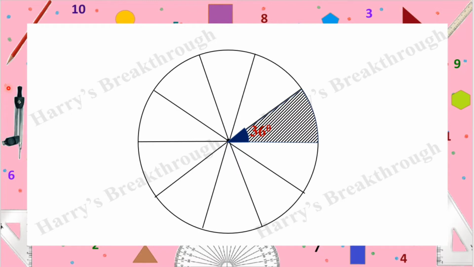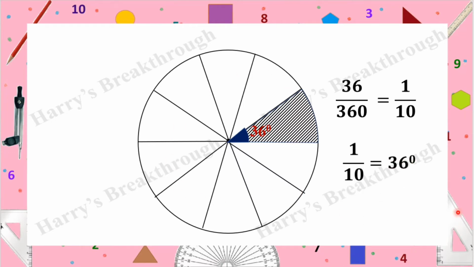Now, can you represent this 36 degrees in terms of fractions? How can we write this? 36 by 360. And if we divide it by 36, we will get 1 by 10. So this 36 degrees is 1 by 10th part of this circle. So 1 by 10th part of a circle is equal to 36 degrees.